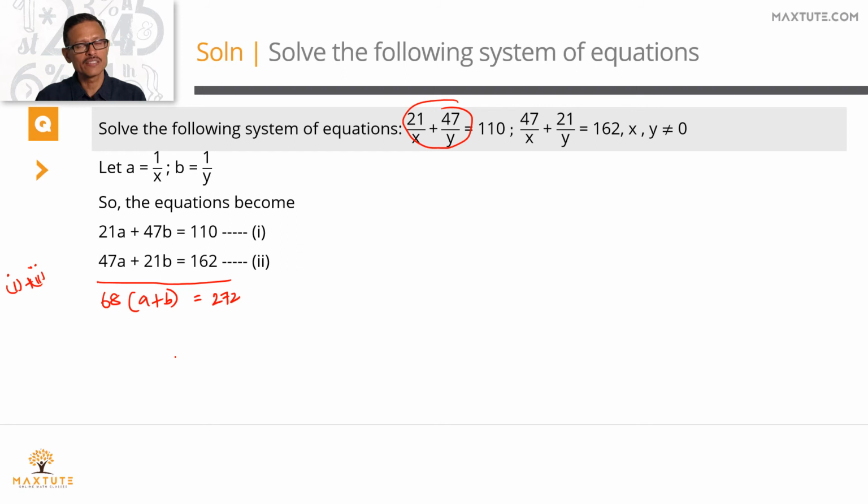So let's divide both sides of this equation by 68. We'll be left with a plus b is equal to 4. I'm going to call this equation 3.